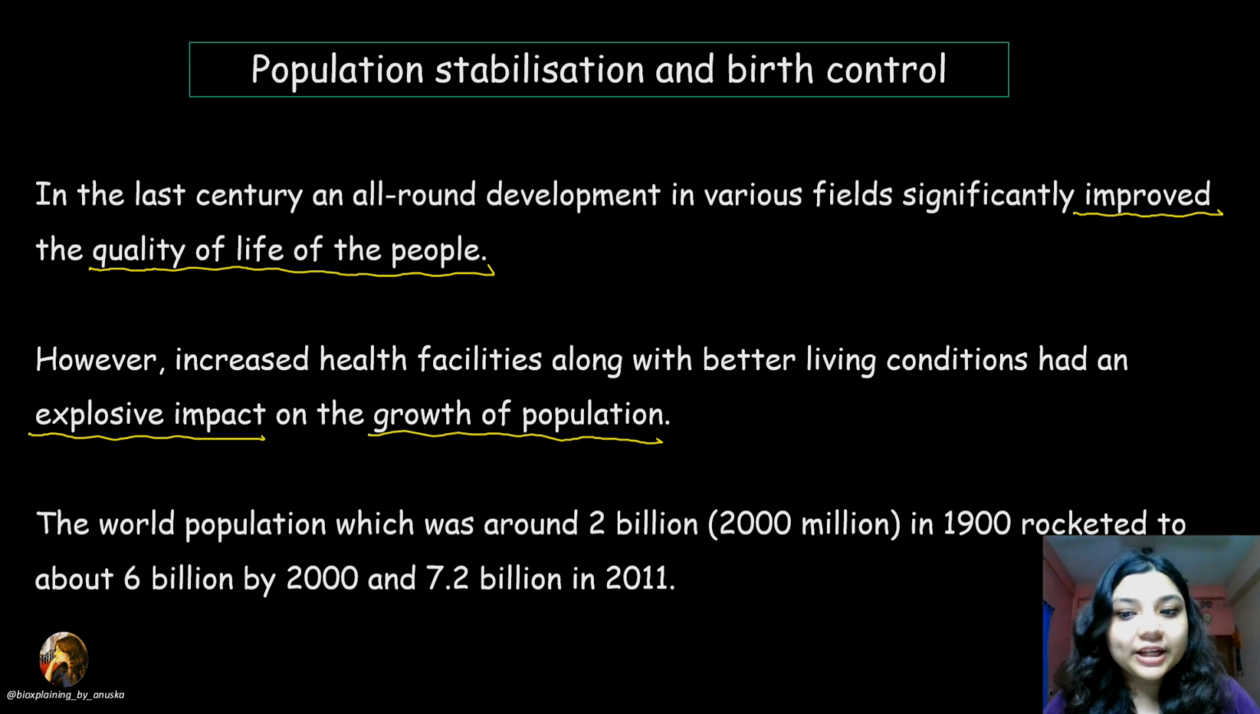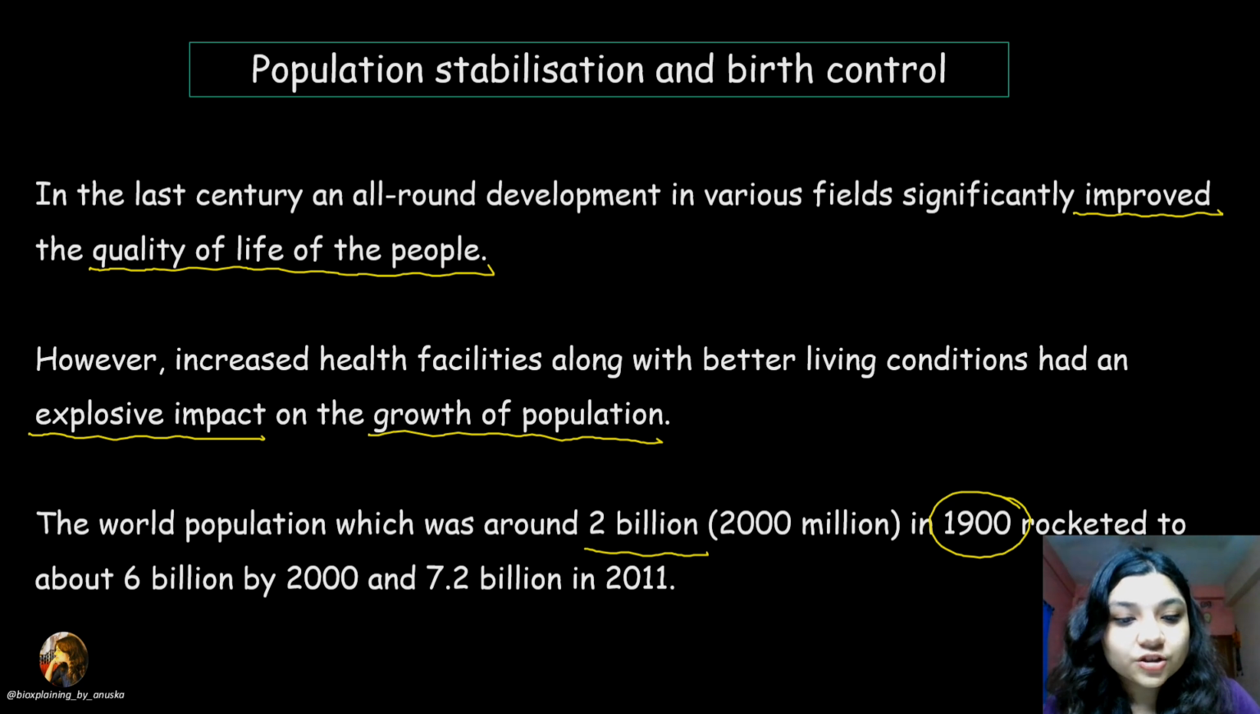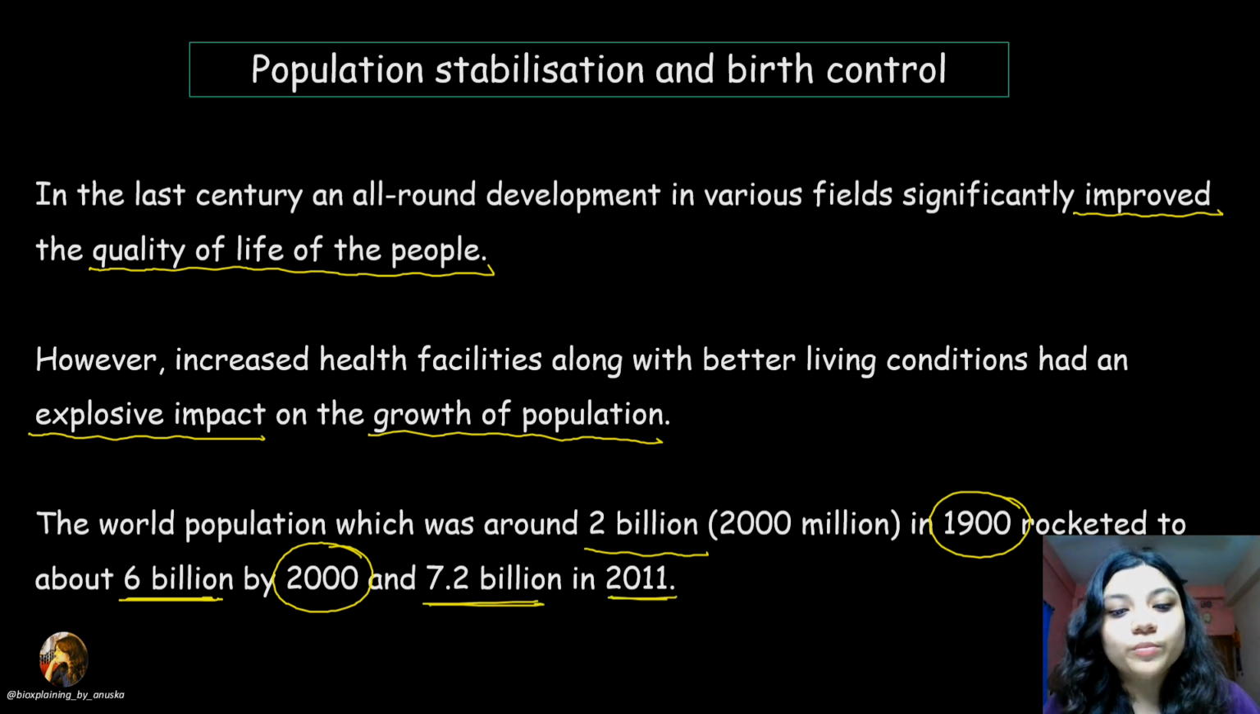So world population was around 2 billion in 1900. Within just this much time, by 2000, it came to 6 billion. That is 3x. How much was it? 2 billion, multiplied by 3 by 2000. And in 2011, it became 7.2 billion.